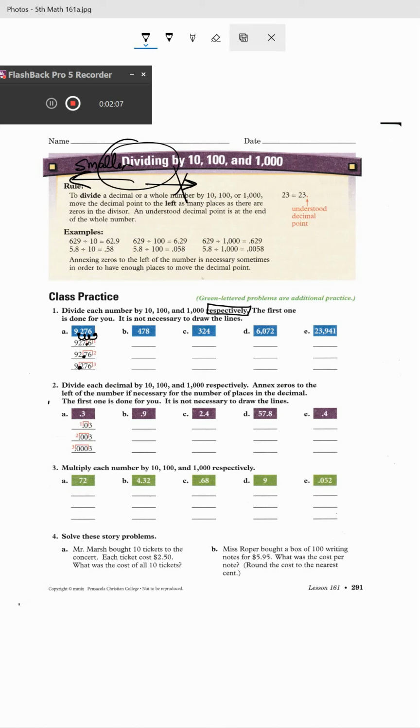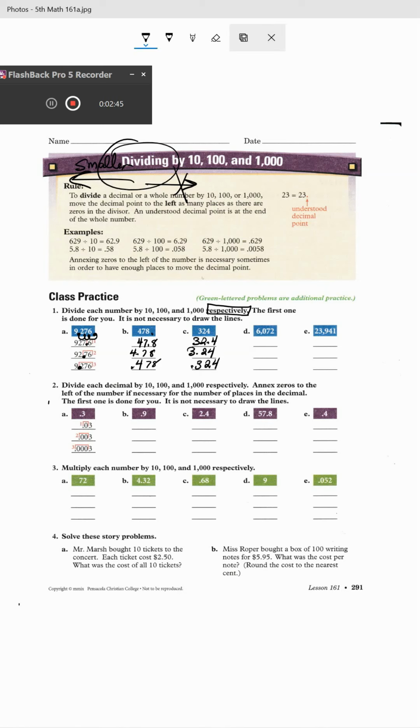Easy? Let's try it. So in 478, here's our decimal, right? If we divide by 10, it would now be between the 7 and the 8. Divided by 100, it's now between the 4 and the 7. Divide by 1,000, and it's at the very beginning. See how we've made the number smaller and smaller. 324 divided by 10 becomes 32.4, then 3.24, then 0.324.